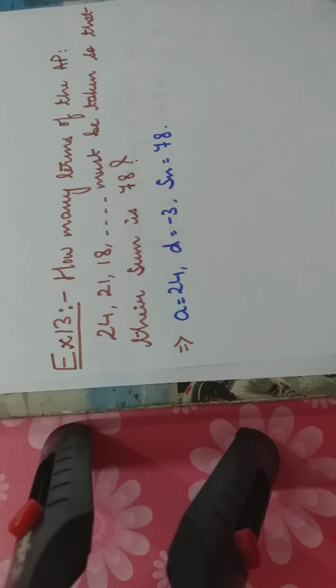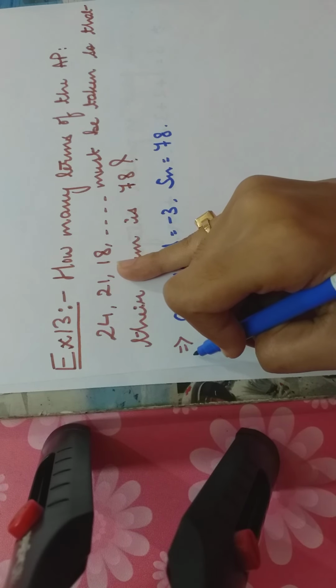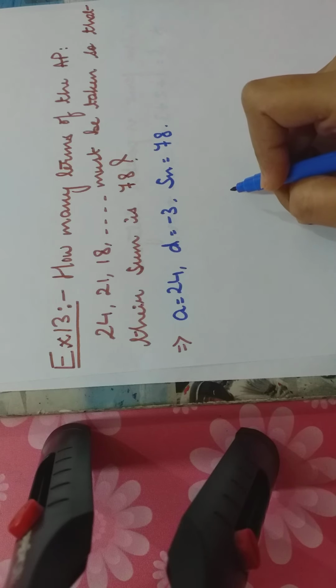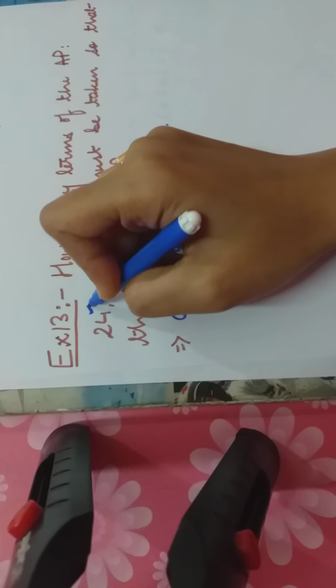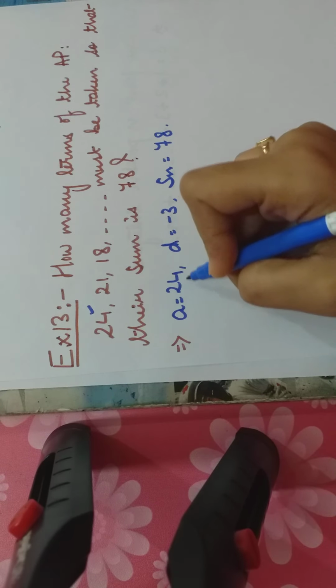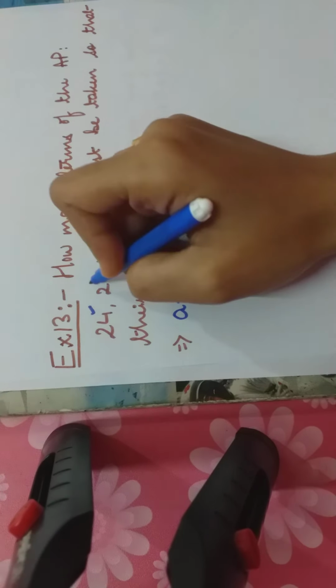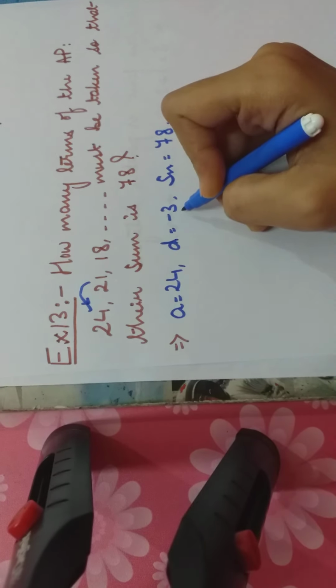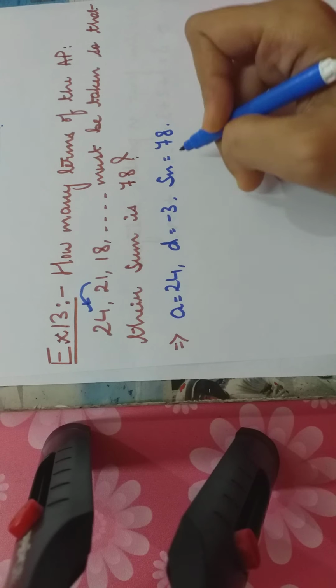The next question is saying how many terms of the AP must be taken so that their sum is 78, okay. How many total terms of that AP should be taken so that their sum is 78? Since the first term of the AP is given, that first term is 24. The common difference is obtained by subtracting the first term from the second term, that is 21 minus 24. You will get it as minus 3, okay.